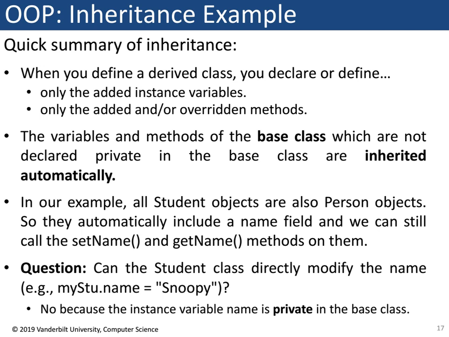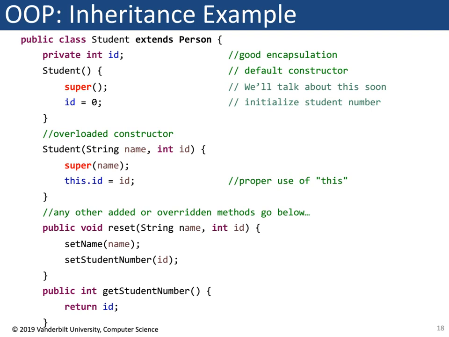So here's a point to be made. The student class can't directly modify the name even though it inherited it from the base class. So we could not say myStu, which is an object of type Student, dot name, and set it equal to Snoopy. And the reason is because in the base class, this instance variable is private.